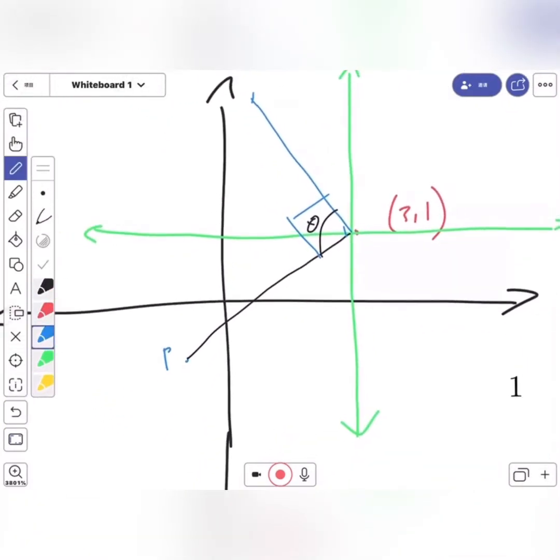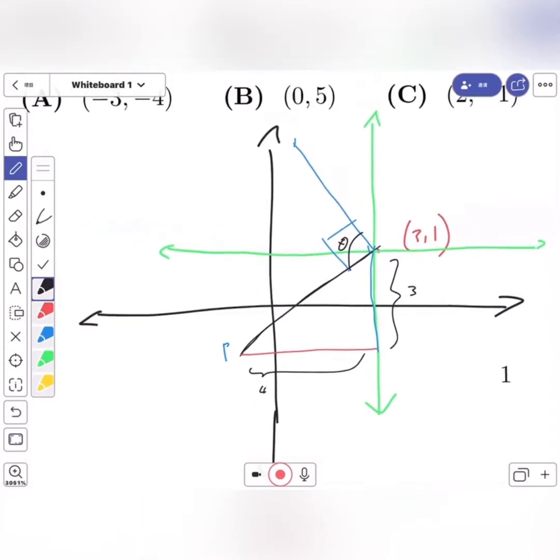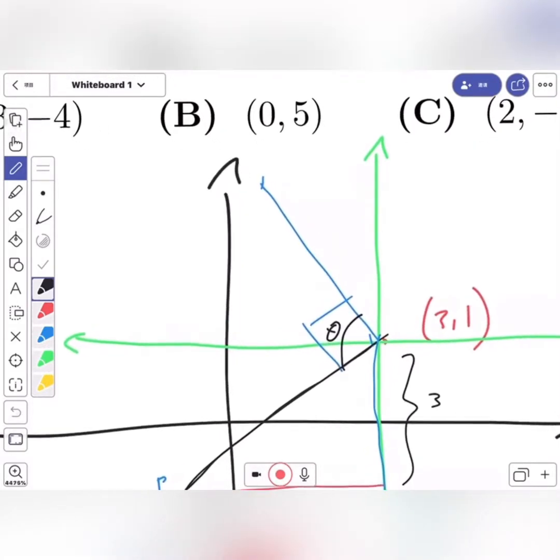Now let's see what the x component and y component of this distance vector are. For this part, you can just subtract the x coordinates, which gives us 4, and this one similarly gives us 3. Because these two are perpendicular, this part is actually 4 and this part is actually 3.